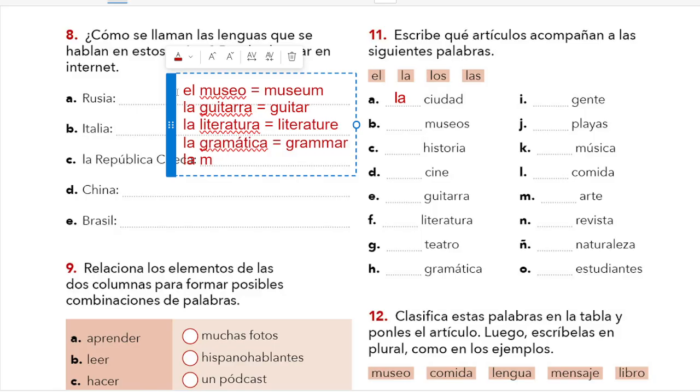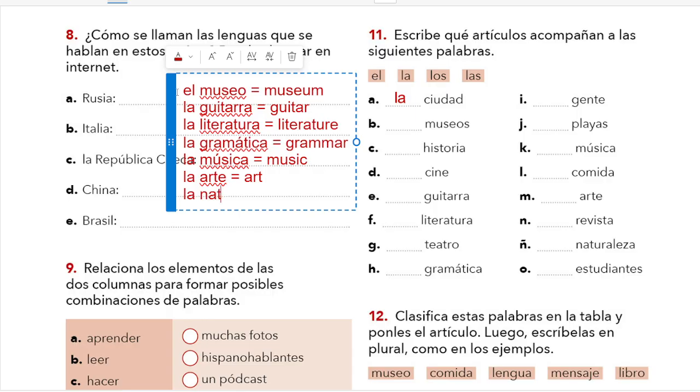God, these combinations are so tough. Oh my God, let me figure it out. Yeah. Okay, la música is music. La comida we did. Then we have el arte is art.